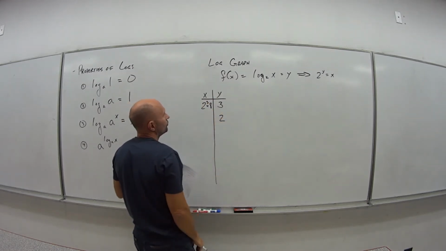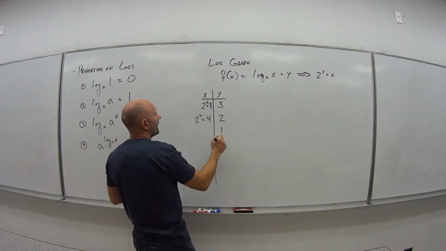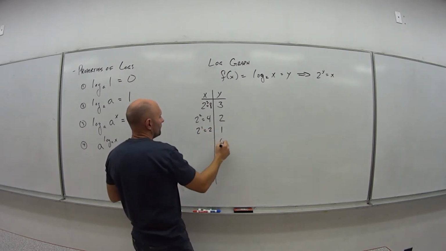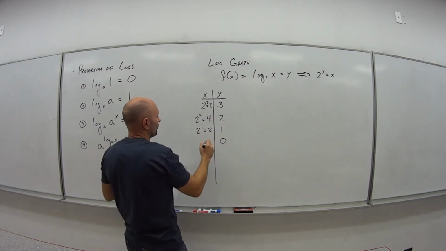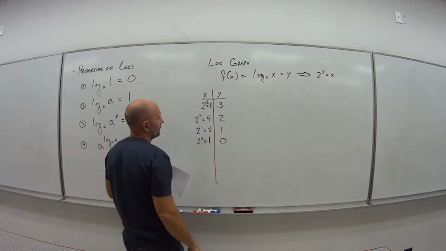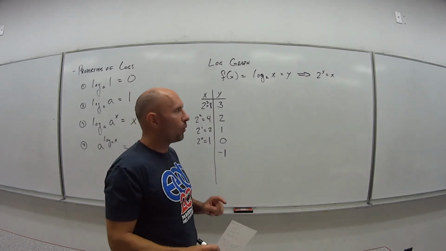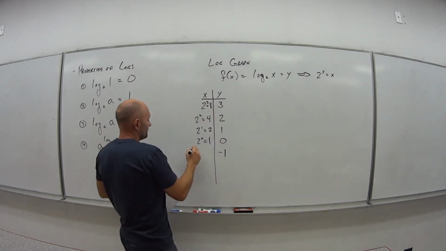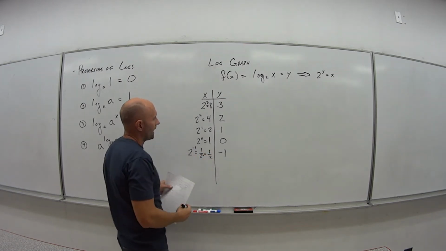How about if y is 2? That would be 2 squared, which is 4. If y is 1, 2 to the 1st power, which is 2. If y is 0, 2 to the 0 power is just equal to 1. Anything to the 0 power is 1. How about negatives? If y is negative 1, this becomes 2 to the minus 1 power, which with our exponent rules is what? 1 over 2 to the 1st power, which is just 1/2.